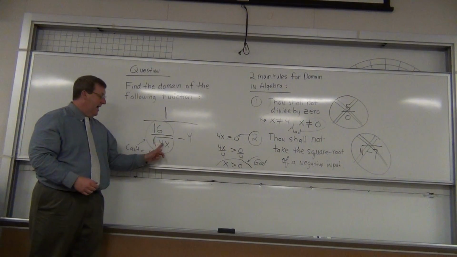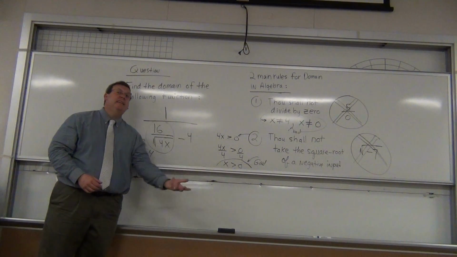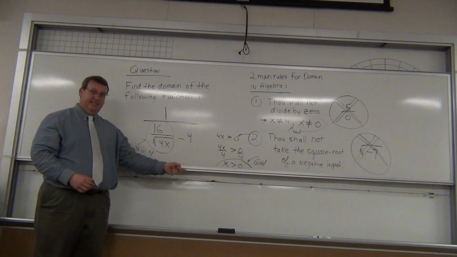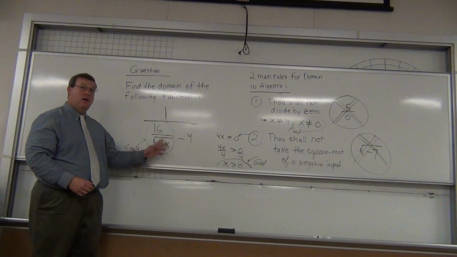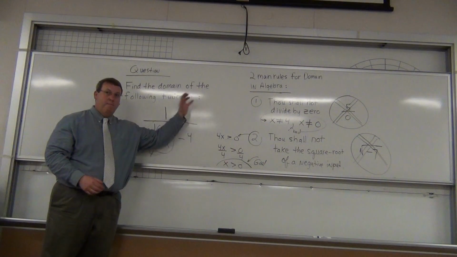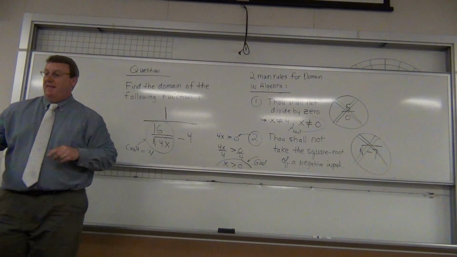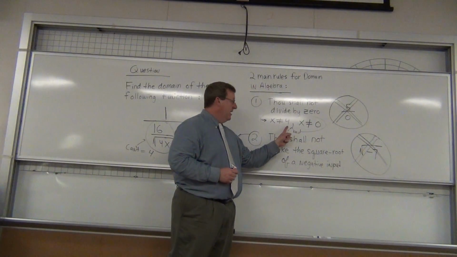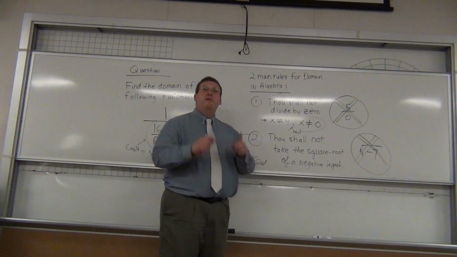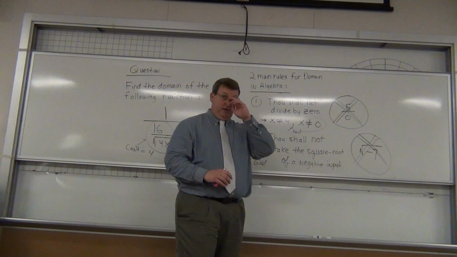Very good. When x is equal to 4. Because what's 4 times 4? 16. What's the square root of 16? 4. What's 16 divided by 4? 4. And what's 4 minus 4? 0. And hence, if you look at the solution, x cannot equal 4 and x cannot equal 0. Those are bad. They're not in the domain.